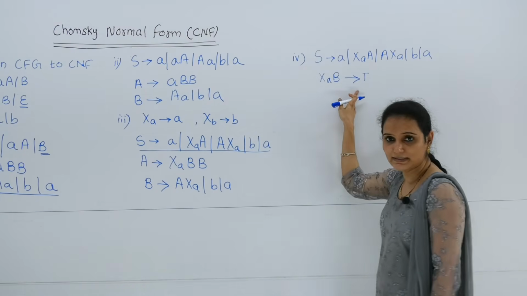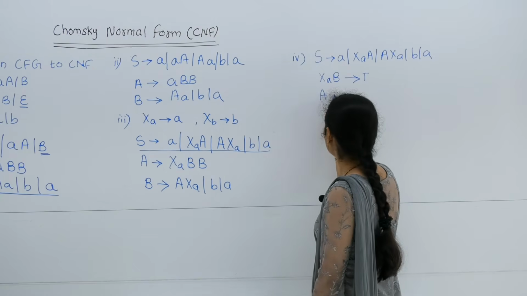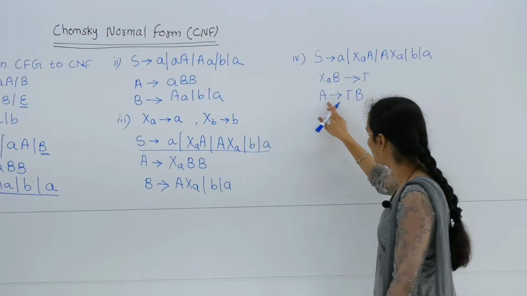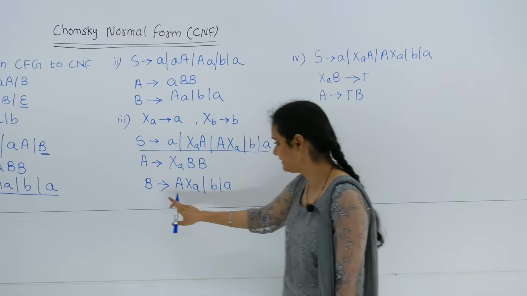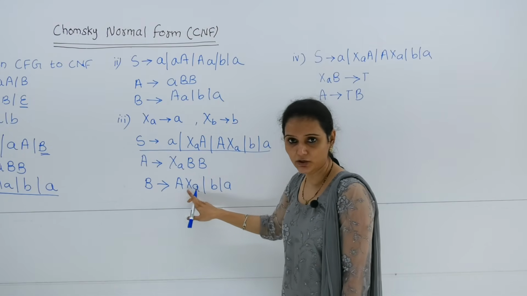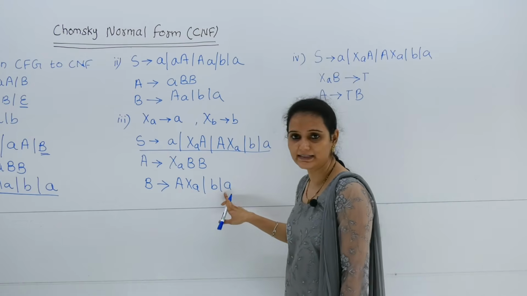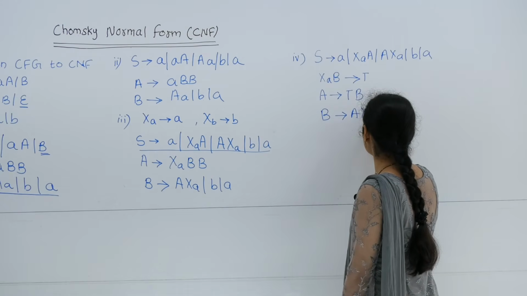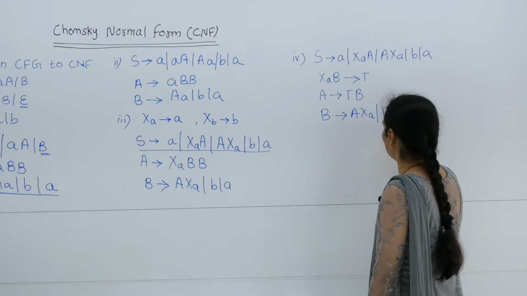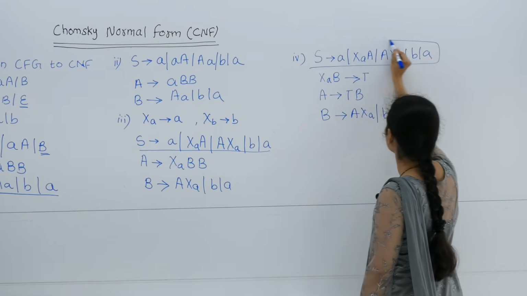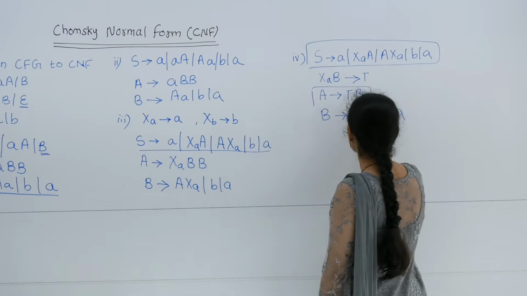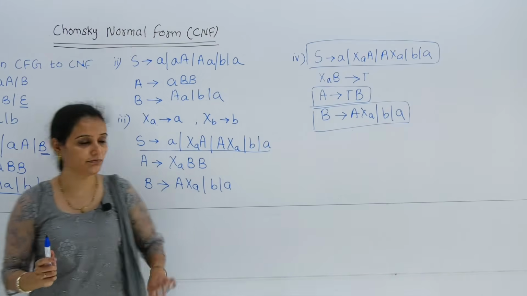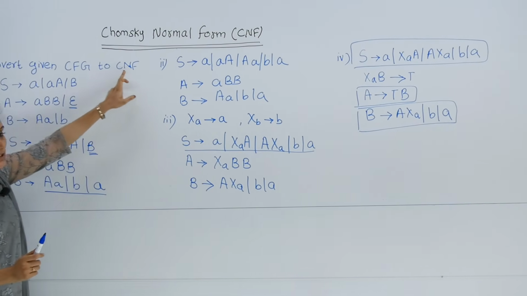We are going to consider that production and we are again rewriting the production as A produces TB. Now that production is in the CNF form. Then B produces AXA, two non-terminals, single terminal and single terminal, meaning it is in the CNF form. AXA, small b, small a. So if we observe the productions of S, now in the CNF, the productions of A, CNF, the productions of B. Therefore, successfully we have converted the CFG into CNF.